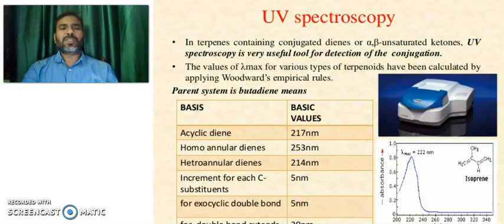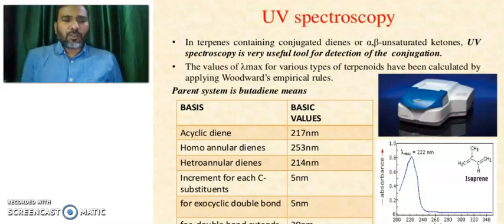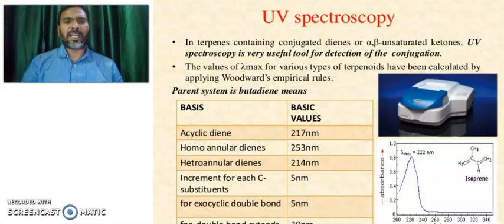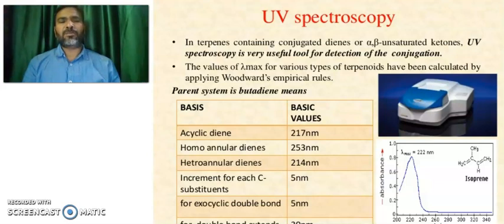So the parent system is butadiene, meaning basic values. You see, basic acyclic diene, basic value 217 nanometer. Homoannular diene 253 nanometer. Heteroannular diene 214 nanometer. Increment for each carbon substituent 5 nanometer. For exocyclic double bond 5 nanometer, and so on. If you have an extended double bond, then 30 nanometer.